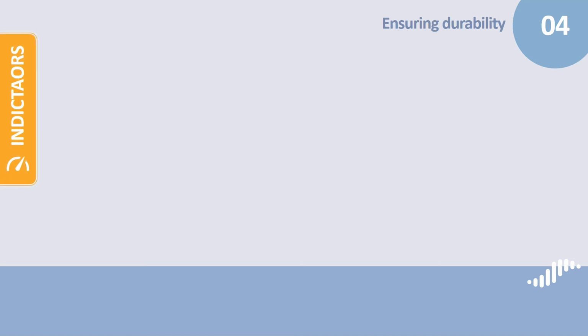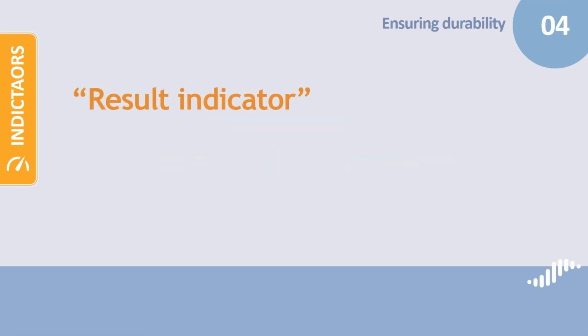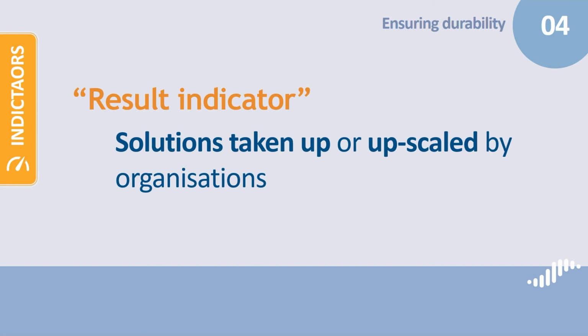If your small project develops piloted solutions, additionally, it should contribute to the following program indicators. But once again, this is only optional for small projects. Output indicator, jointly developed solutions. Result indicator, solutions taken up or upscaled by organizations. You will find their definitions in the tutorial on core projects.